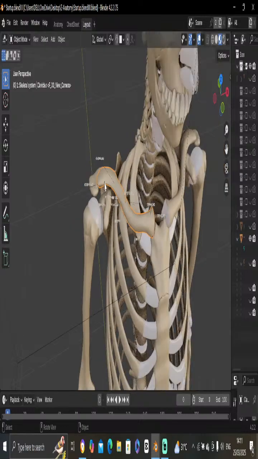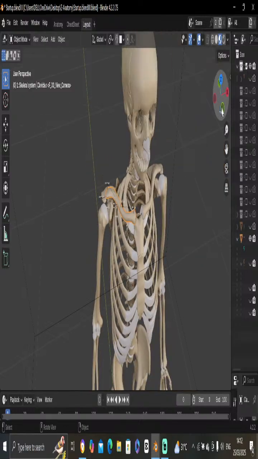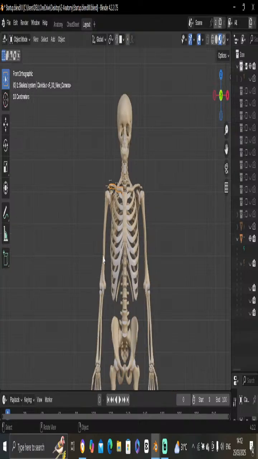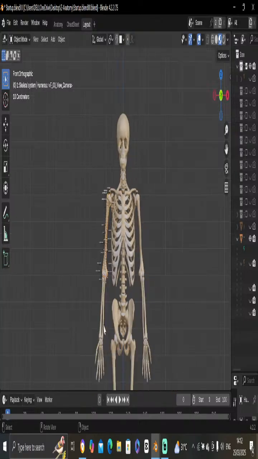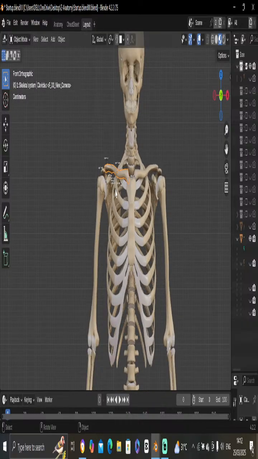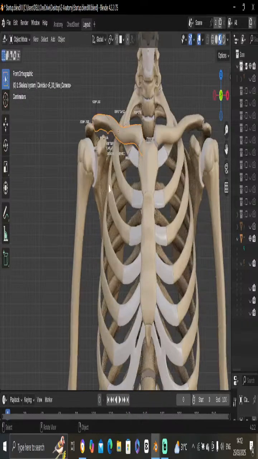All the other long bones in the body, if we zoom out to the full skeletal system, we can see the humerus is a long bone, the radius, the ulna, those are long bones, but they lie vertically in the body, unlike the clavicle, which lies horizontally, but at the same time it is still categorized as a long bone. So basically that's the summary.